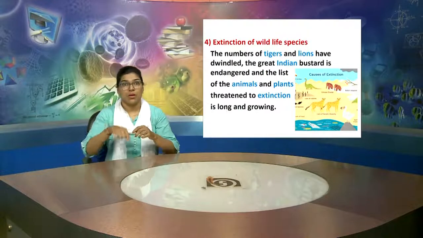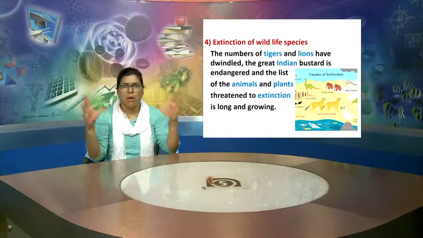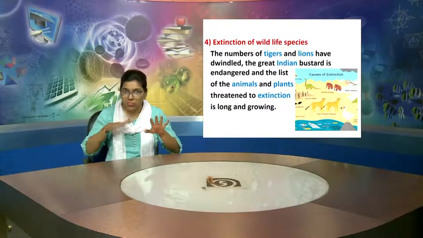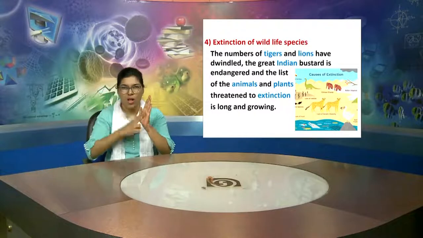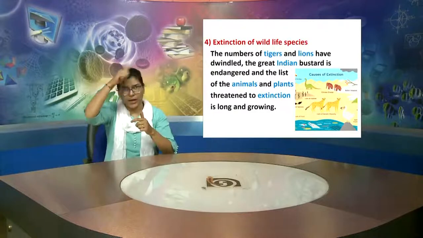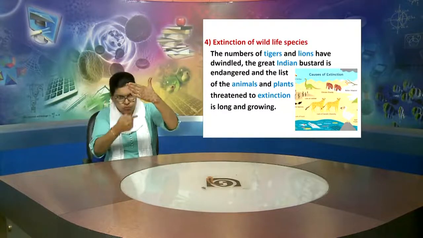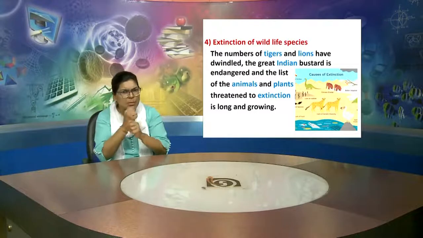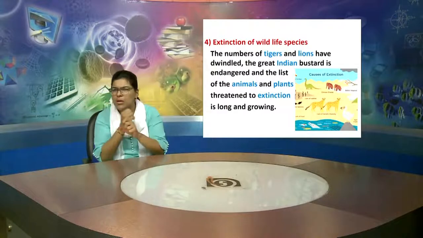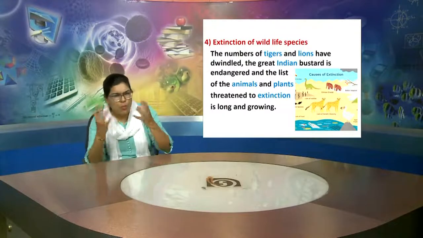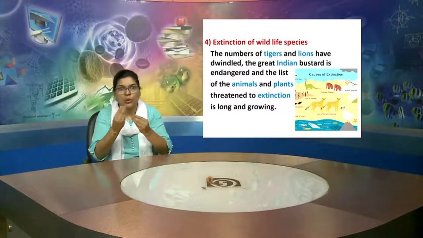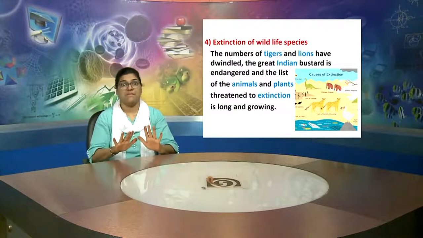Fourth point is explaining about the extinction of wildlife species. As we know that the number of tigers and lions has dwindled, and the great Indian bustard is also endangered. The list of animals and plants threatened with extinction is actually getting long, and it is growing. The main reason behind this is environmental degradation.